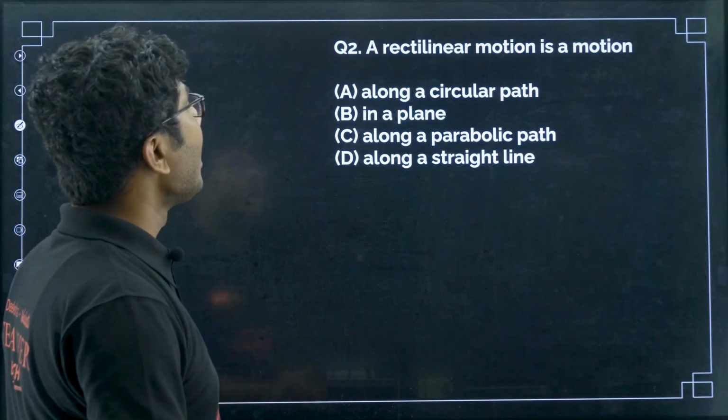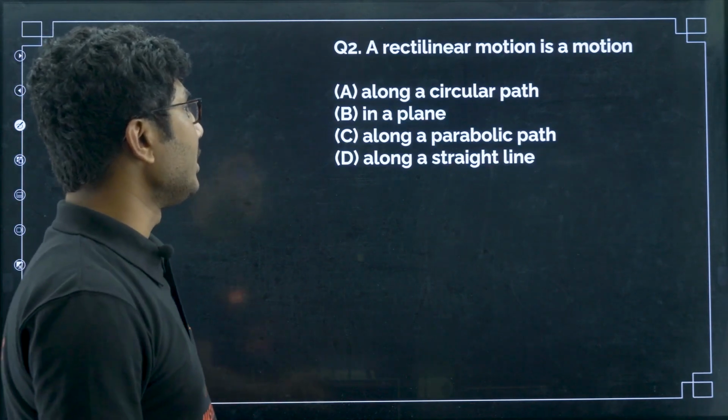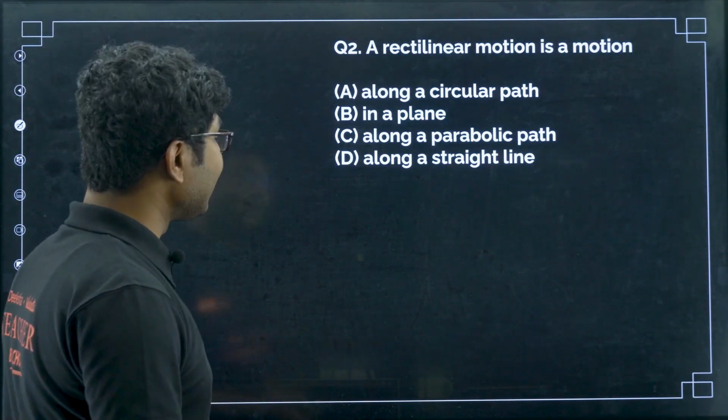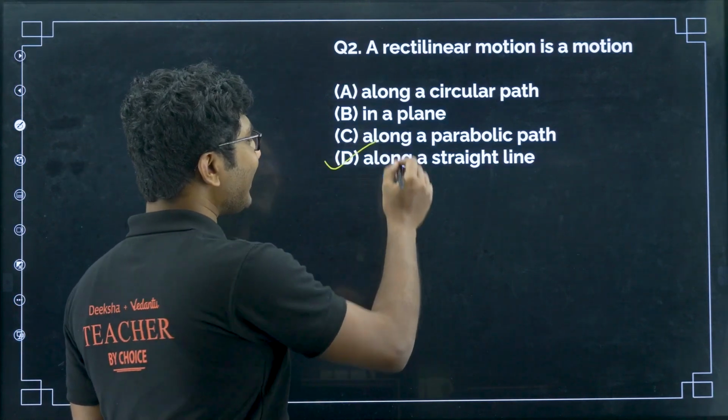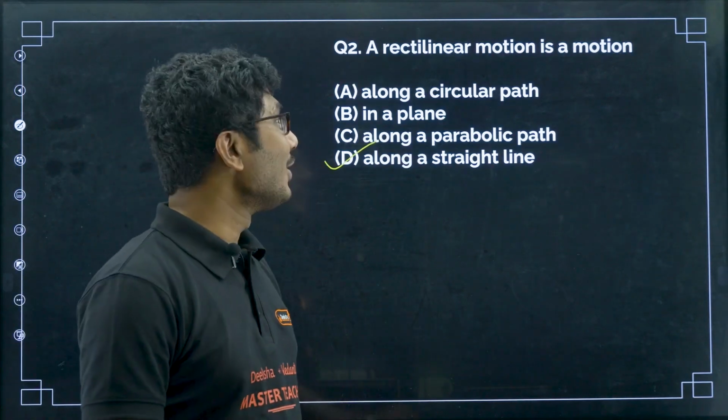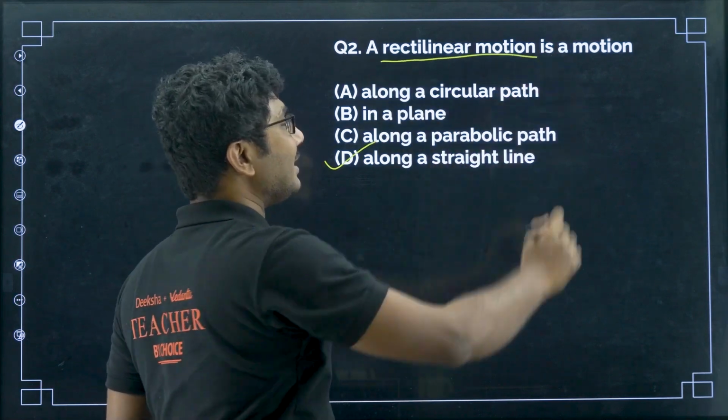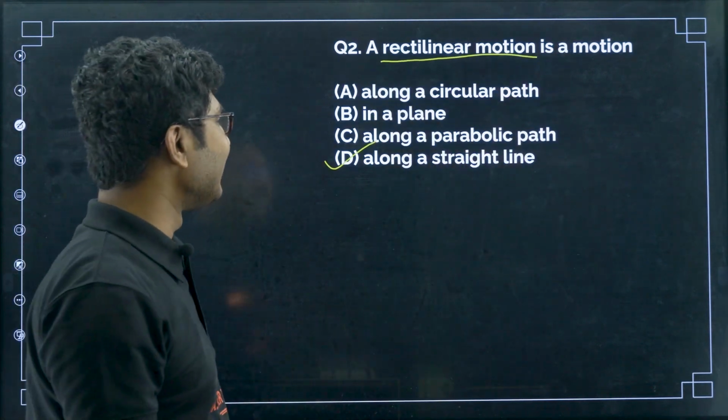Now next question. A rectilinear motion is a motion along a circular path in a plane, along a parabolic path, along a straight line. Very straightforward, easy MCQ. Rectilinear motion means motion in a straight line, right?